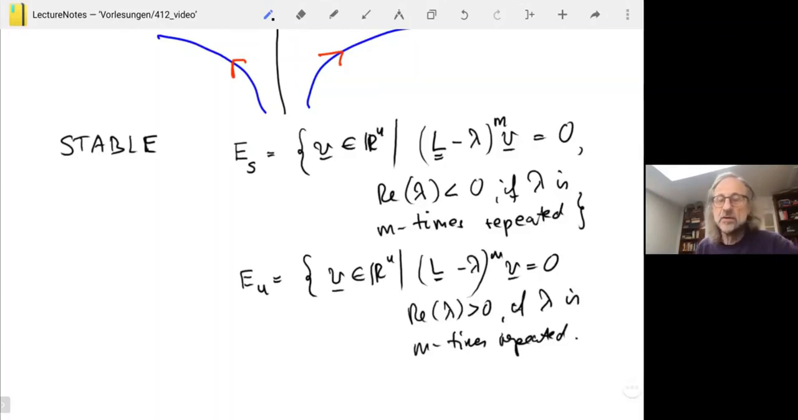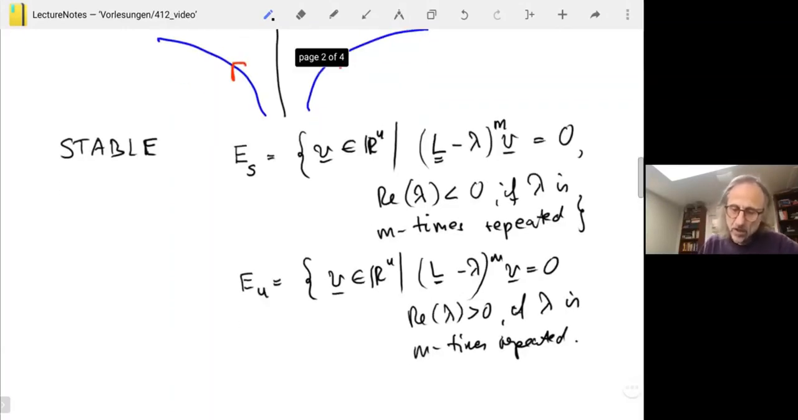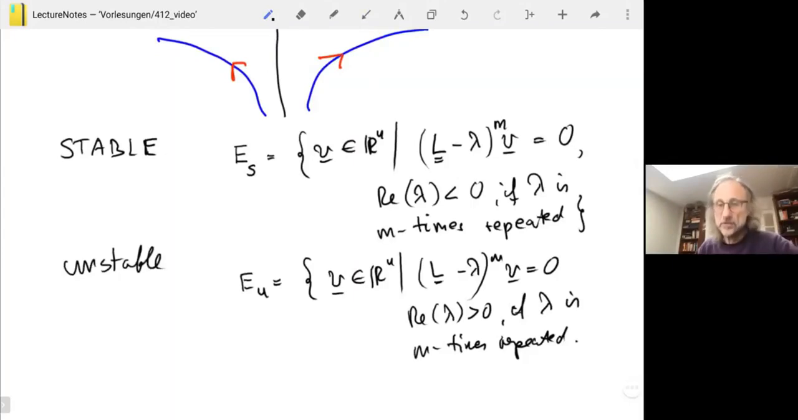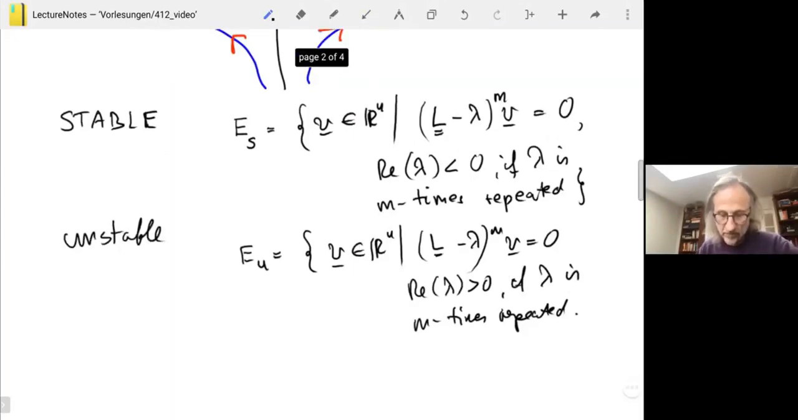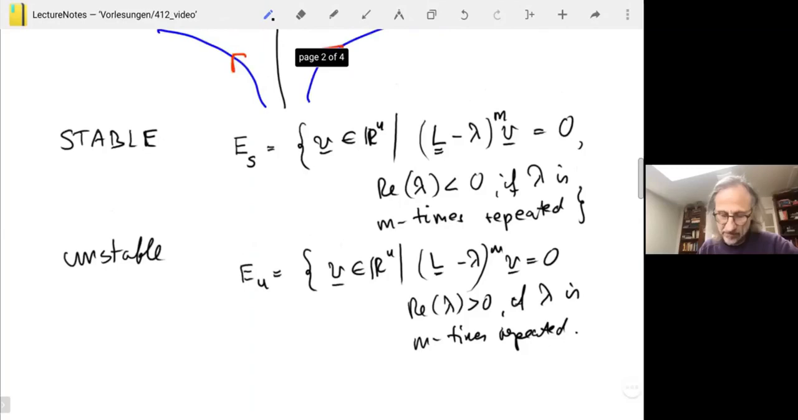In the notes, I also write out the definition. If you have a complex eigenvalue, then you would define that space a little bit differently. That's sort of a technicality. The important thing here is simply that we introduce the notion of a stable eigenspace and an unstable eigenspace. And we'll use them later when we go to the nonlinear system in various ways.